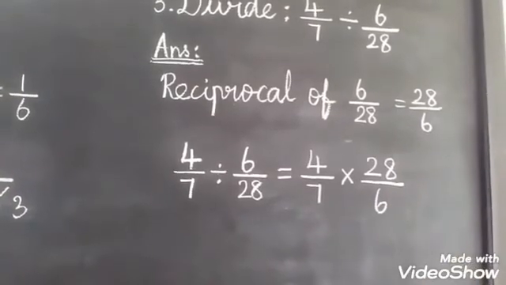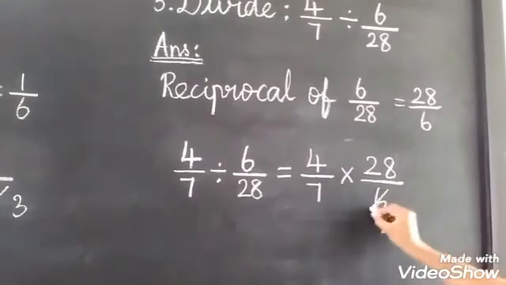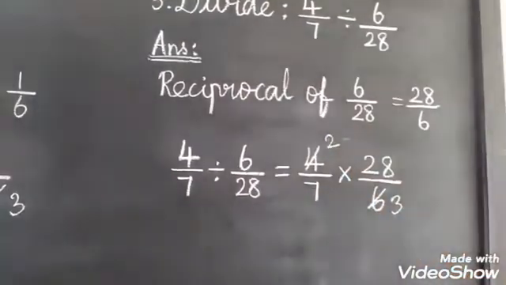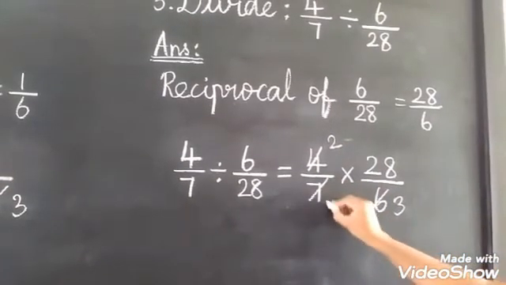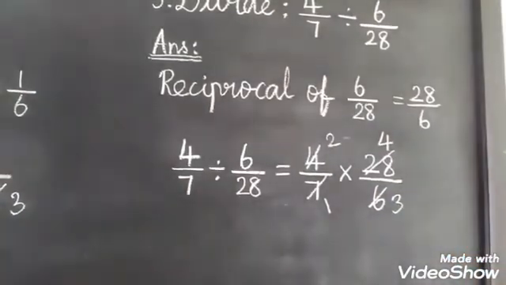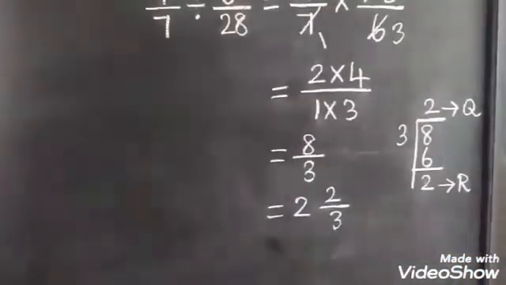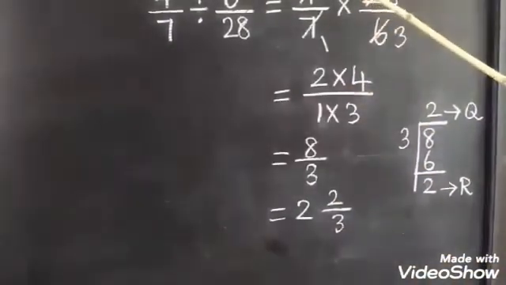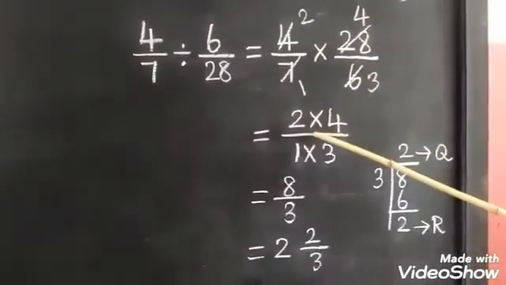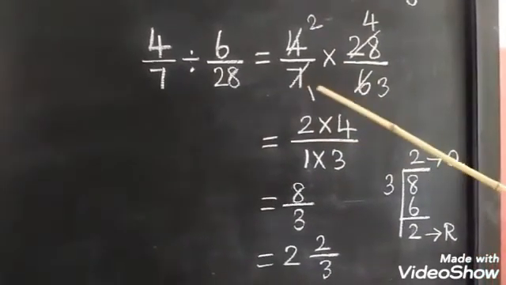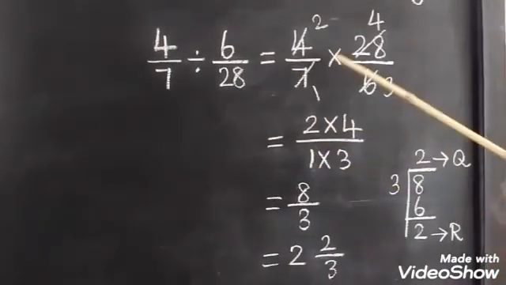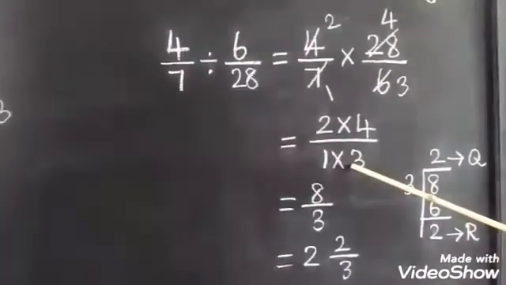Now we have to cancel this. 3 2s are 6. 2 2s are 4. Next, 1 7 is 7. 4 7s are 28. Next we have 2 and 4 in the numerator, so 2 into 4 we write in the numerator. In the denominator we have 1 and 3, so 1 into 3 we write in the denominator. See this, 2 4s are what will come? 8. Very good. 1 3 is 3.